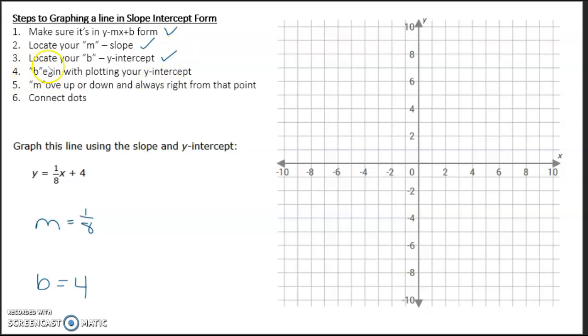Step 4, begin with plotting your y-intercept. So I'm going to begin with 4. So start in the middle. I know my y-axis is up and down. 1, 2, 3, and 4. I'm going to plot a point. In IXL, you just click.